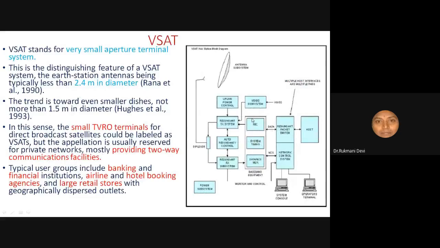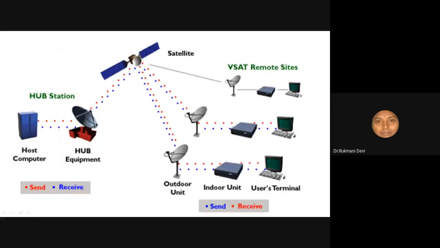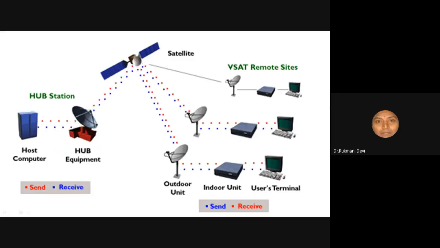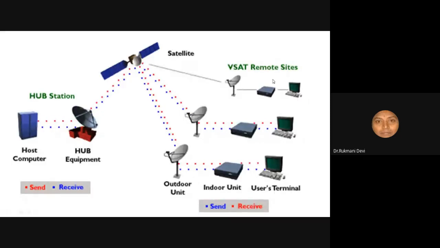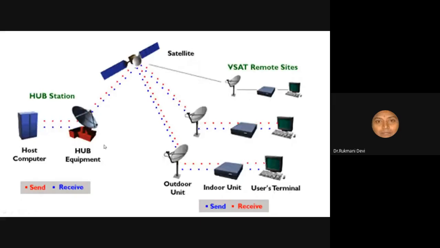Okay, how the signals are transmitted and received. So the sending signal is given in blue color, and the receiving signal is in red color. That is the VSAT remote sites. So from this, how through the satellite the signals are transferred from one location to another location.